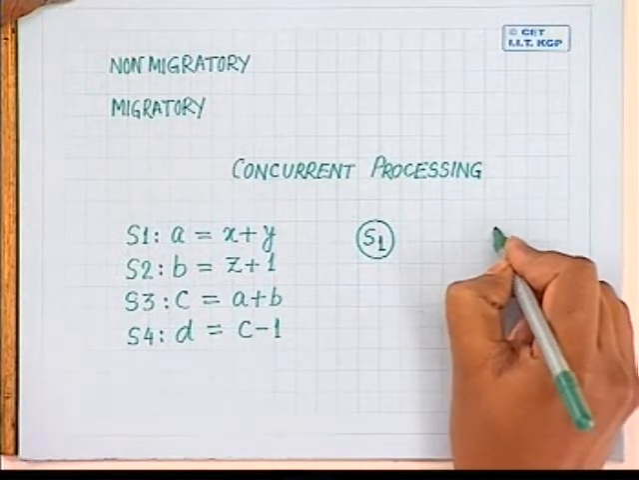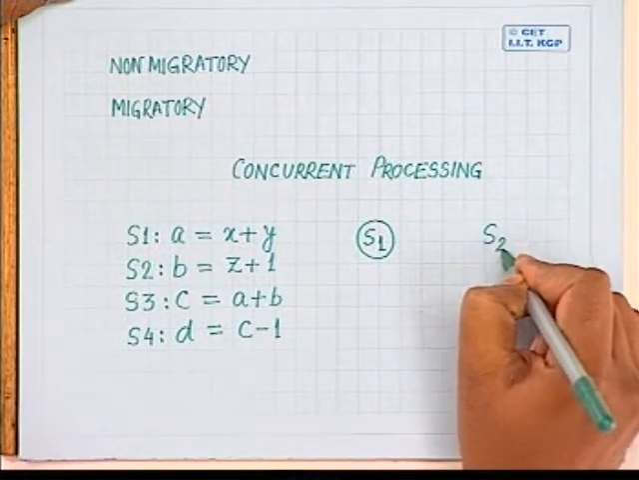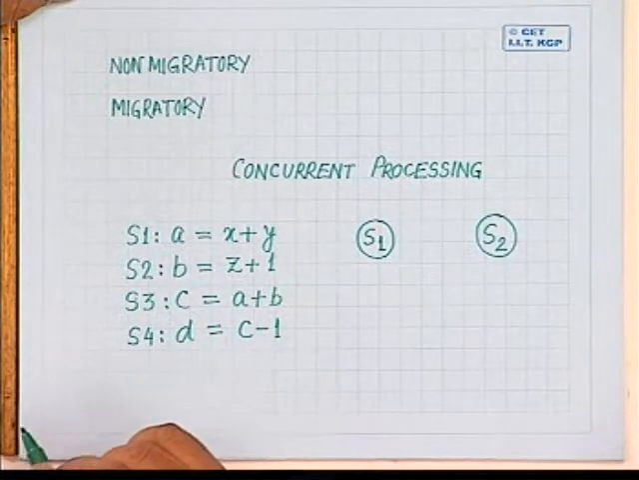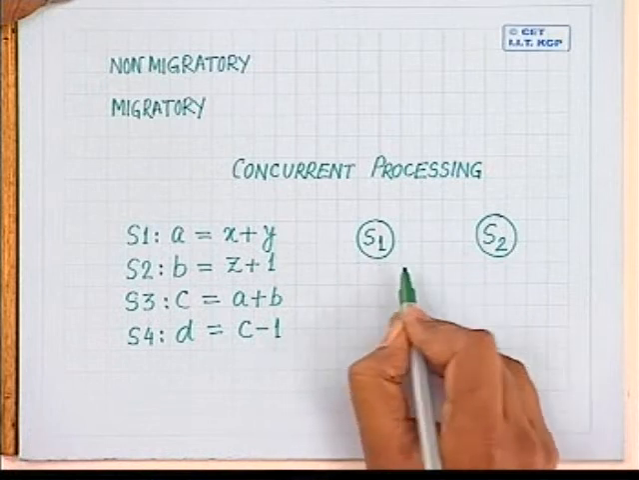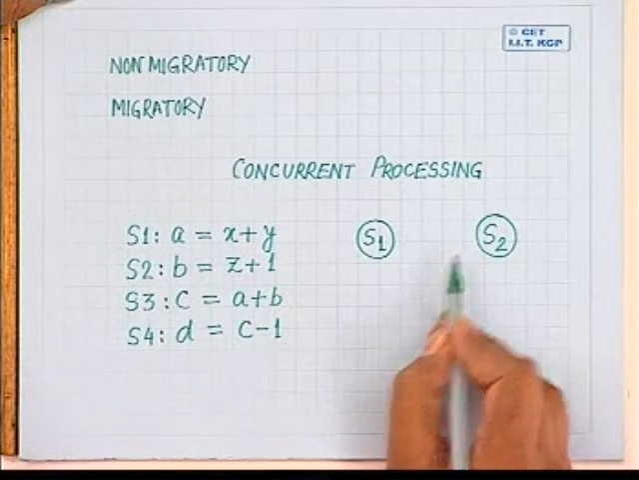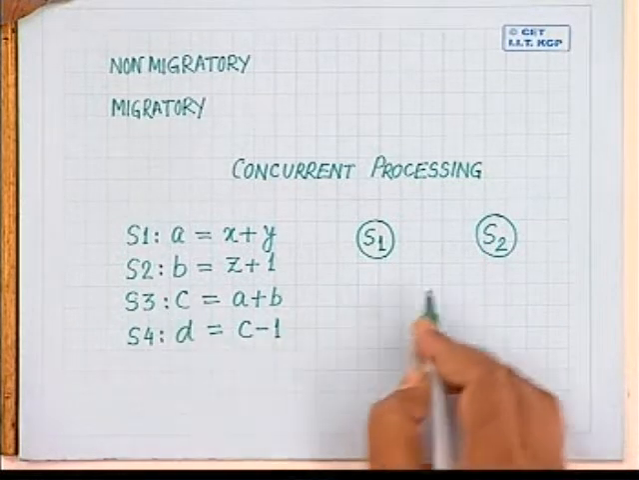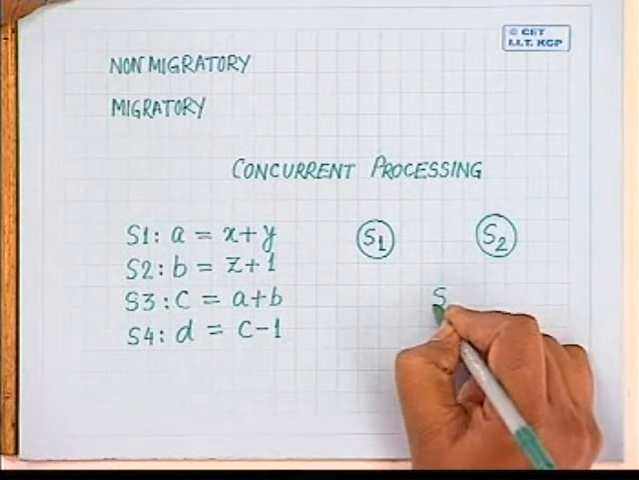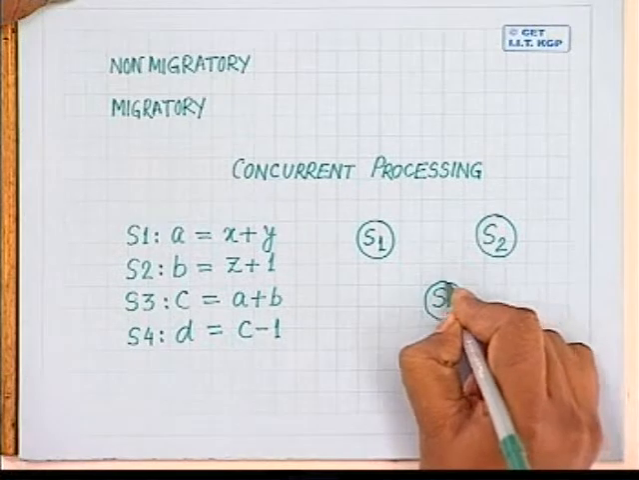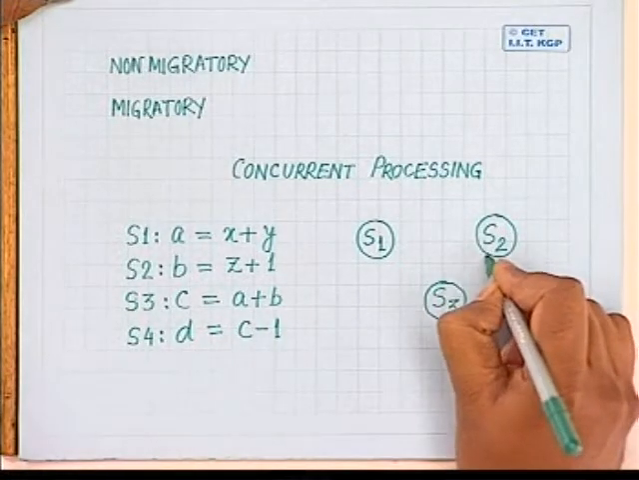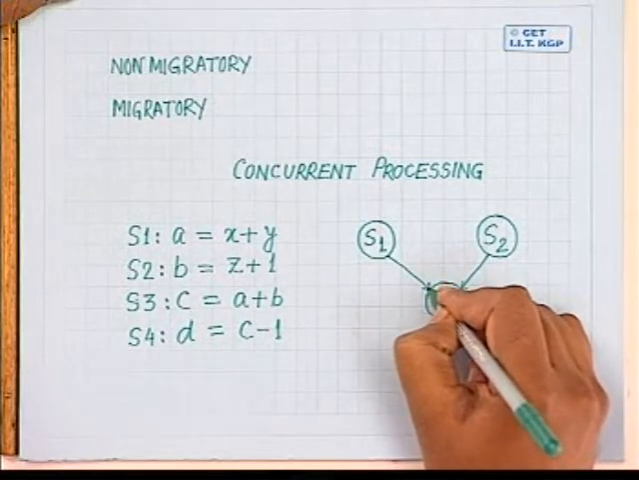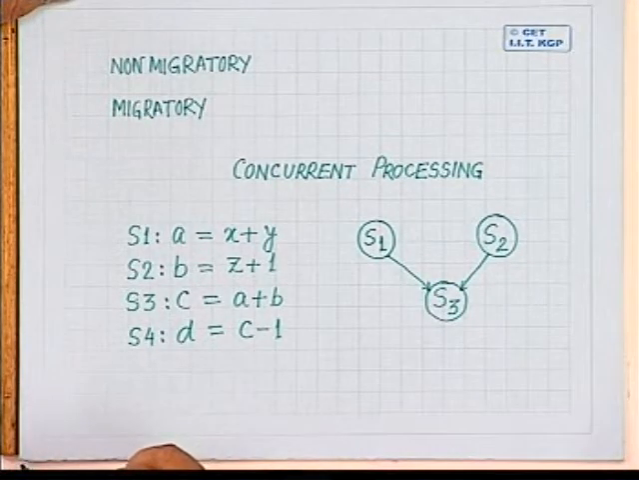I can compute S2 concurrently with S1. Okay. S1 and S2, these two can be executed concurrently. After completion of S1 and S2, then only I can compute S3. Okay. So I put it this way, S3, and S3 has to depend upon or has to wait for the completion of statements S1 and S2. So I put it in the form of a directed graph like this.